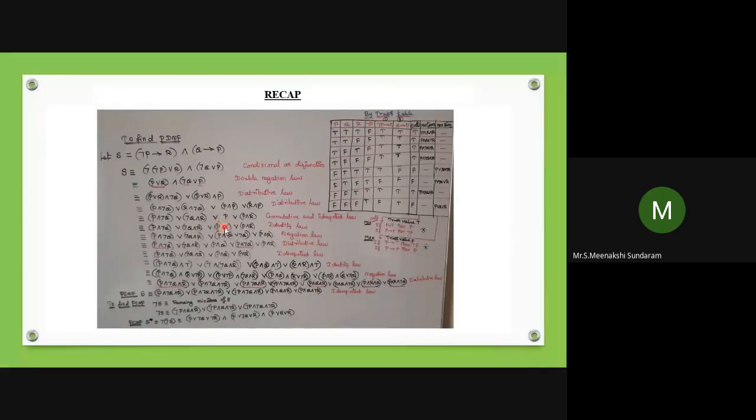For PDNF, we can write conjunction with true. For PCNF, we write disjunction with false. Sometimes the question asks for PDNF or PCNF, whichever is convenient for you; find that first. In this question I can find the PDNF first. It is easy. If I go for PCNF, it takes a little more time. That's why I find the PDNF first, then go for PCNF.